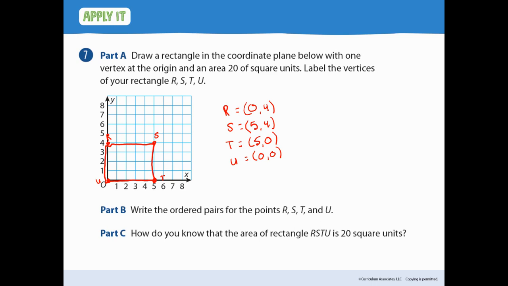Now, how do we know that the area of the rectangle is 20 square units? Well, this is 4 and this is 5. And if I multiply 4 times 5, I get 20. But the other way to know is that inside of here, 1, 2, 3, 4, 5, 6, 7, 8, 9, 10, 11, 12, 13, 14, 15, 16, 17, 18, 19, 20. Inside of my rectangle, there should be 20 squares. Right? So any of those is good with me.